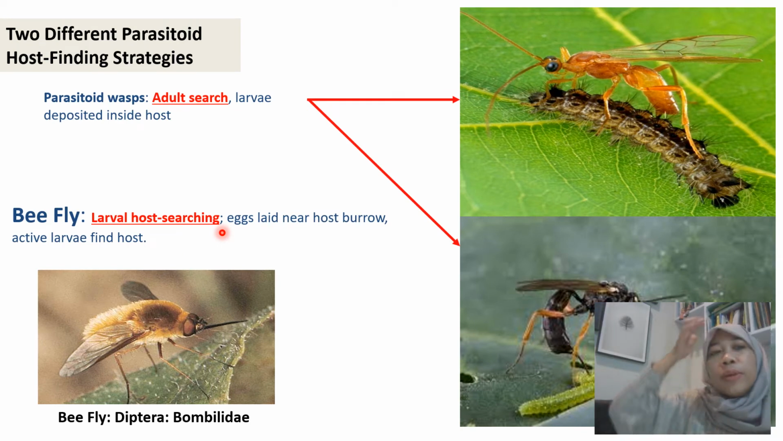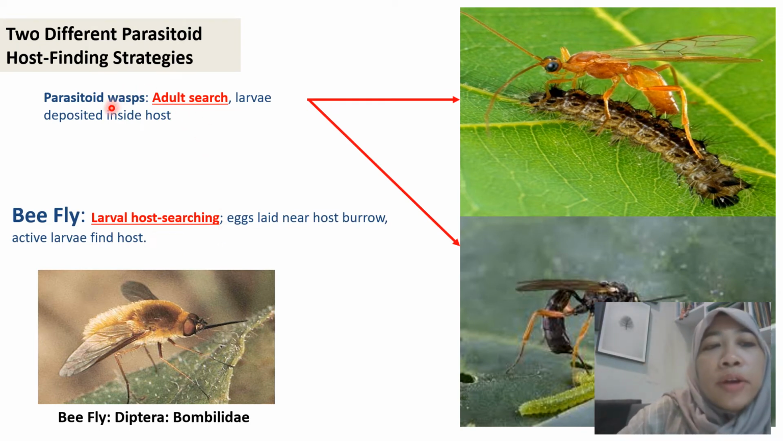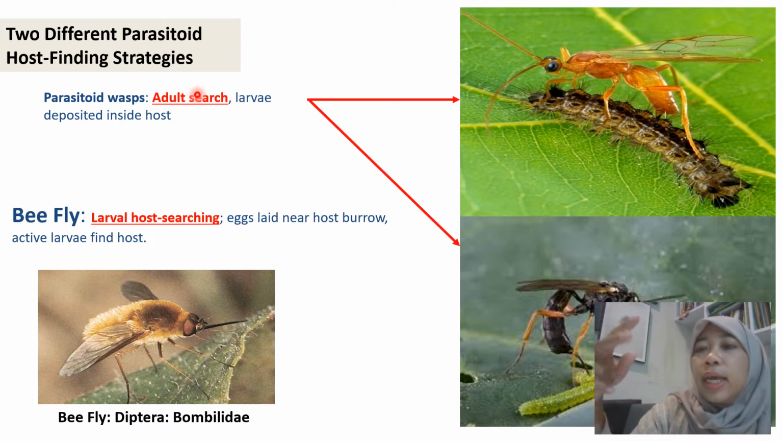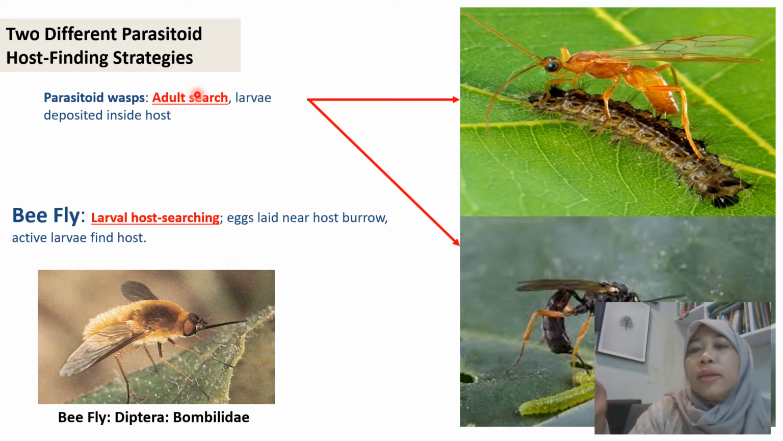These are two different parasitoid host finding strategies. The first one is adult search, and the second one is larva host searching. What are the differences? Adult search is commonly used by endoparasitoids. The adult parasitoid will directly inject its egg into the body of the larvae. Like in the picture, this is adult search. This adult can easily find the host.